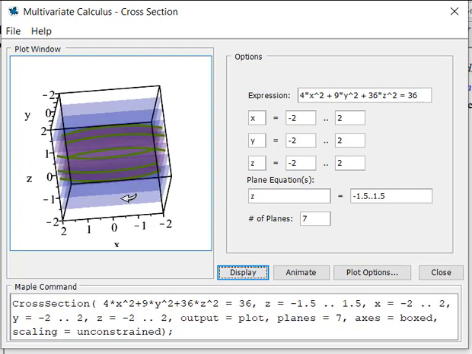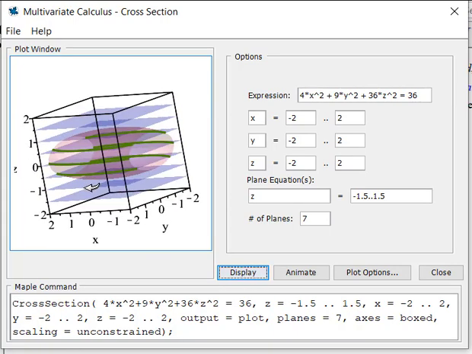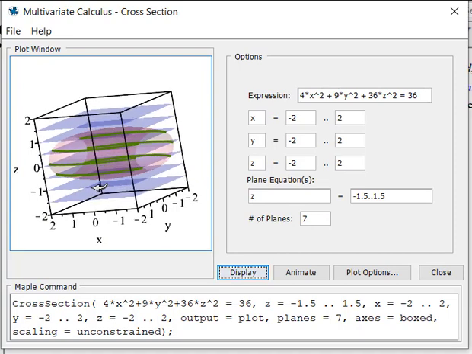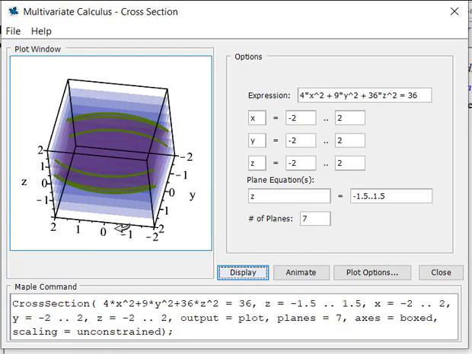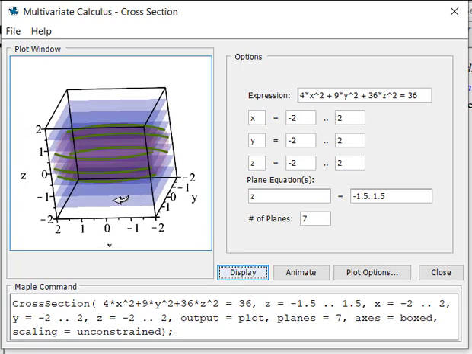And then as we look in the z direction, we make cuts at z equals -1.5, -1, etc. As expected, we are intersecting that surface with elliptical shapes. And because this is an ellipsoid, if we switched these to the x direction, now we'll see cross-sectional ellipses again, but this time they'll be vertical.